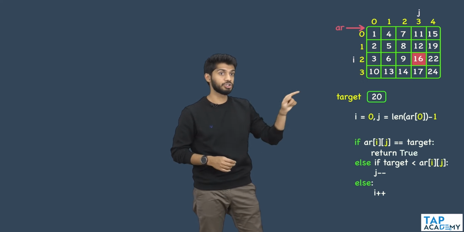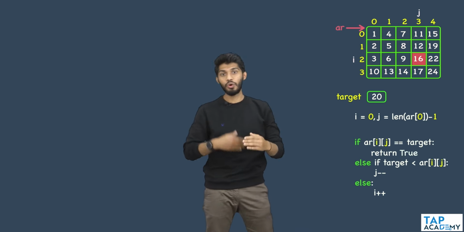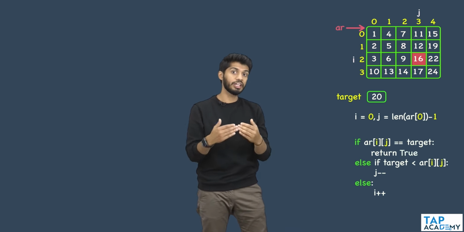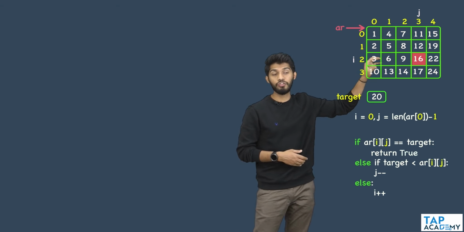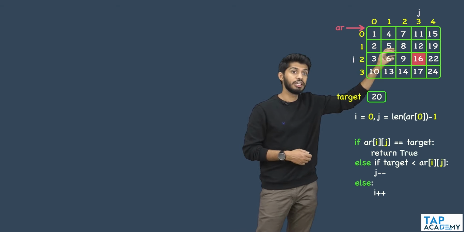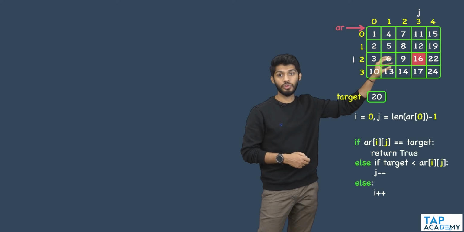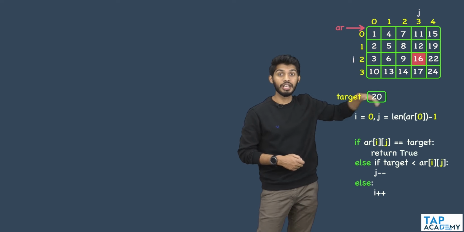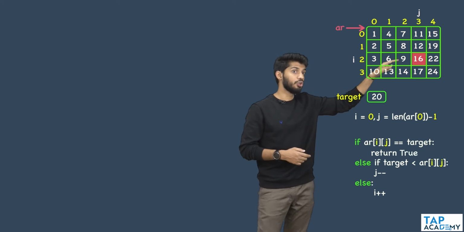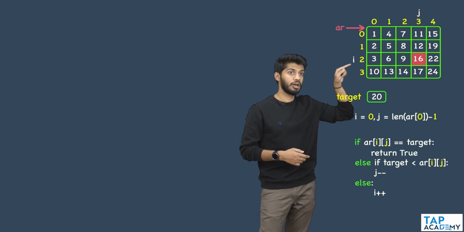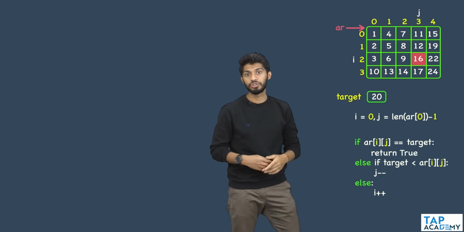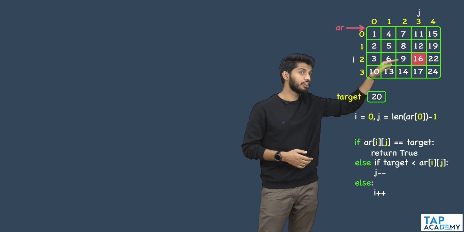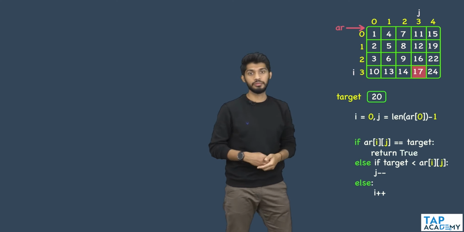Now the value of i is 2, the value of j is 3. Now I have to again check the same thing. I will check if the value of AR of ij, that's nothing but 16, is 16 equal to 20? No, it's not equal. Now I'll check, is 20 less than 16? No, 20 is not less than 16. It is greater than 16. If it is greater than 16, you know very well the element does not exist on the left side of 16, rather it would exist below 16. So what I have to do is just increase the value of i.